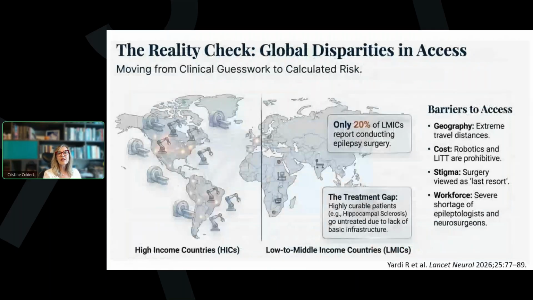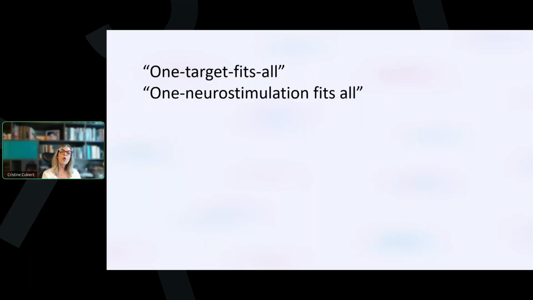And this is the reality check of global disparities in access. We know that it's very difficult, especially for neuromodulation, in places where there is no access. But I think that for now, many more patients can be treated with this kind of treatment. So I want to end my presentation here.